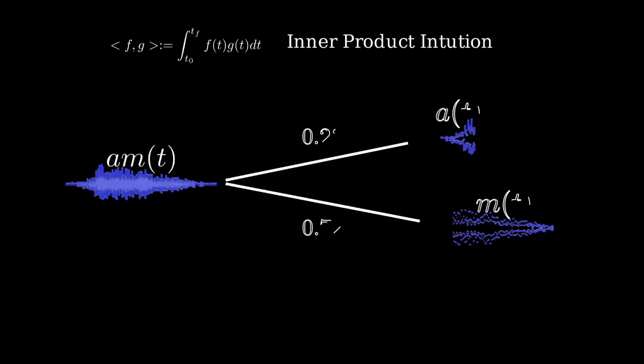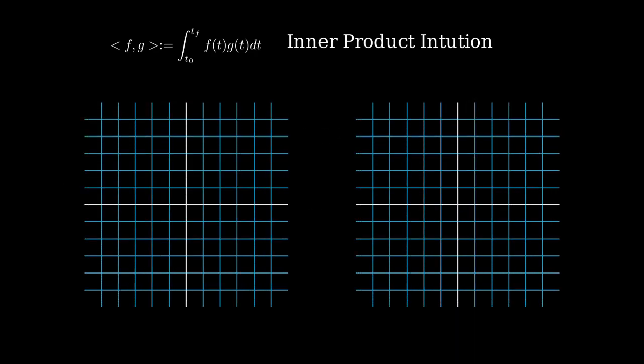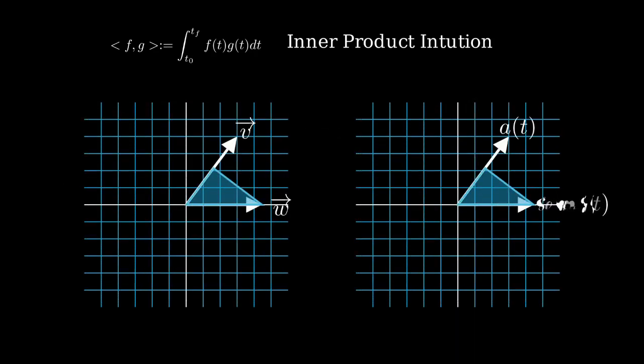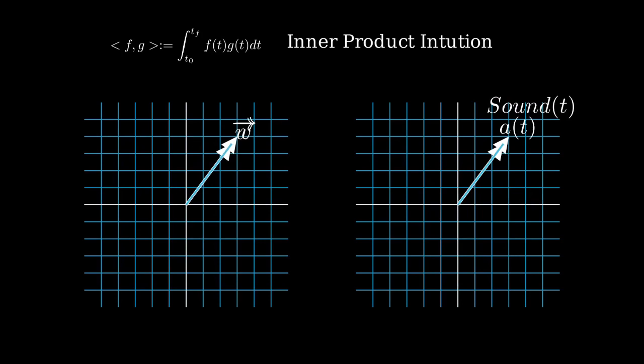Inner producting the AM sound with the A sound yields the number 0.72, and if we inner product the AM sound with the M sound, this yields the number 0.28. We see that we can deconstruct the AM sound into its parts. Let's build up some intuition relating this back to the dot product. We see that the value is biggest when the vectors are aligned. This must be the A sound.